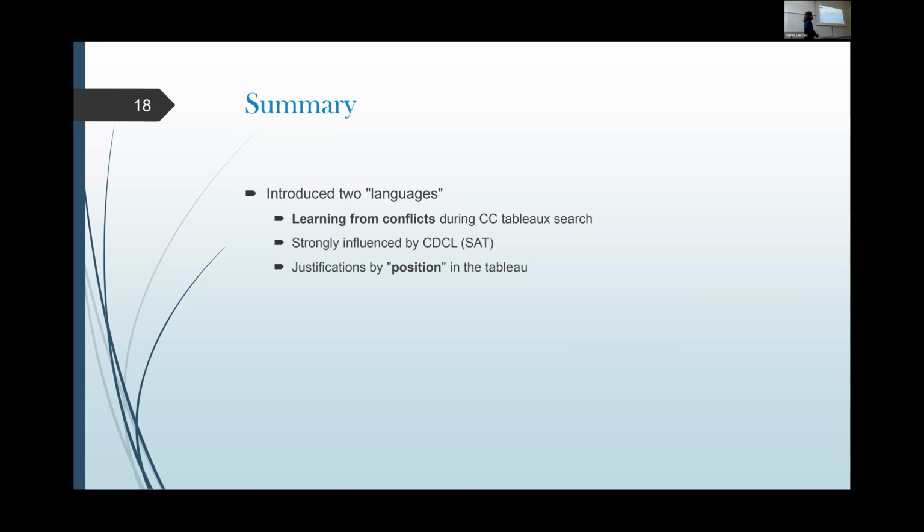So, anyway, to summarize, we introduced two new languages that try to avoid the problem I was discussing in the previous talk. Now we have something that allows us to do really good conflict learning based on positions in the tableau. And we implemented it in PopCop, and the initial results are, let's say, promising.